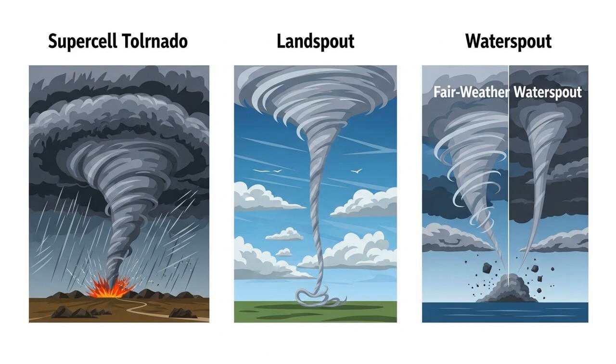Then, as the name suggests, you have waterspouts, which are simply tornadoes that form over water. Some, called fair-weather waterspouts, form just like landspouts in humid conditions. Others, called tornadic waterspouts, are the real deal. They are just regular supercell tornadoes that happen to form over or move across a lake or the ocean.